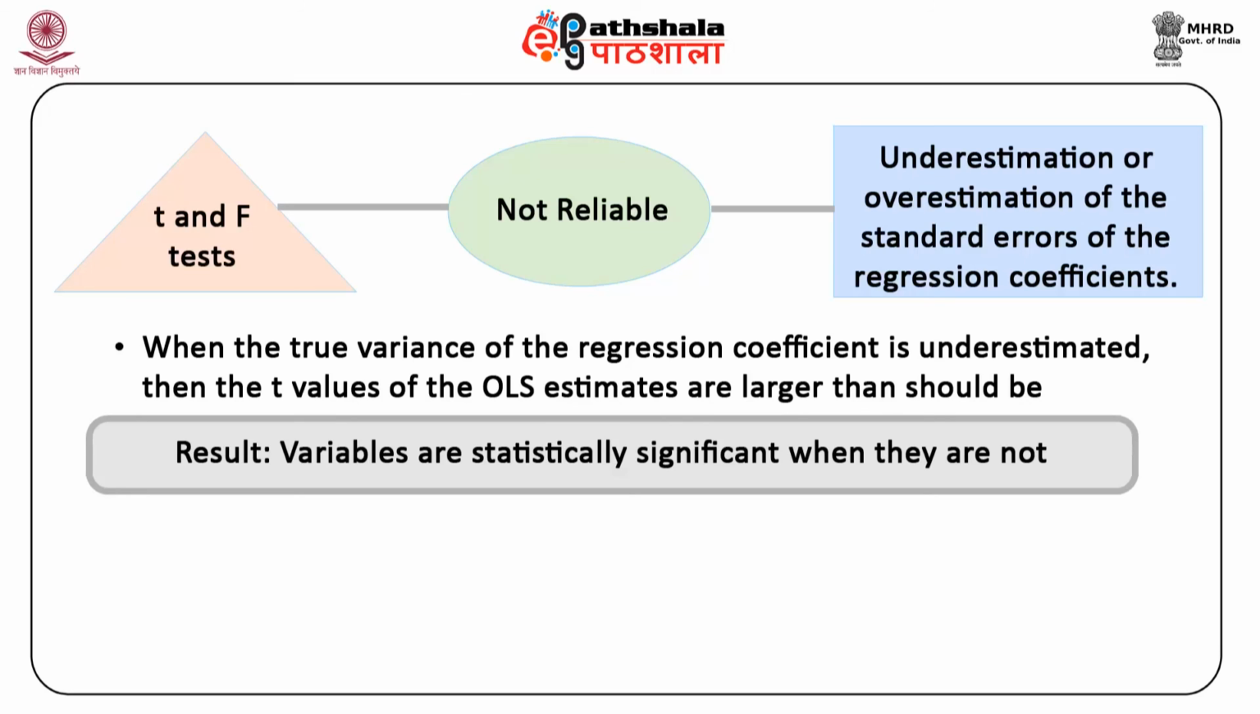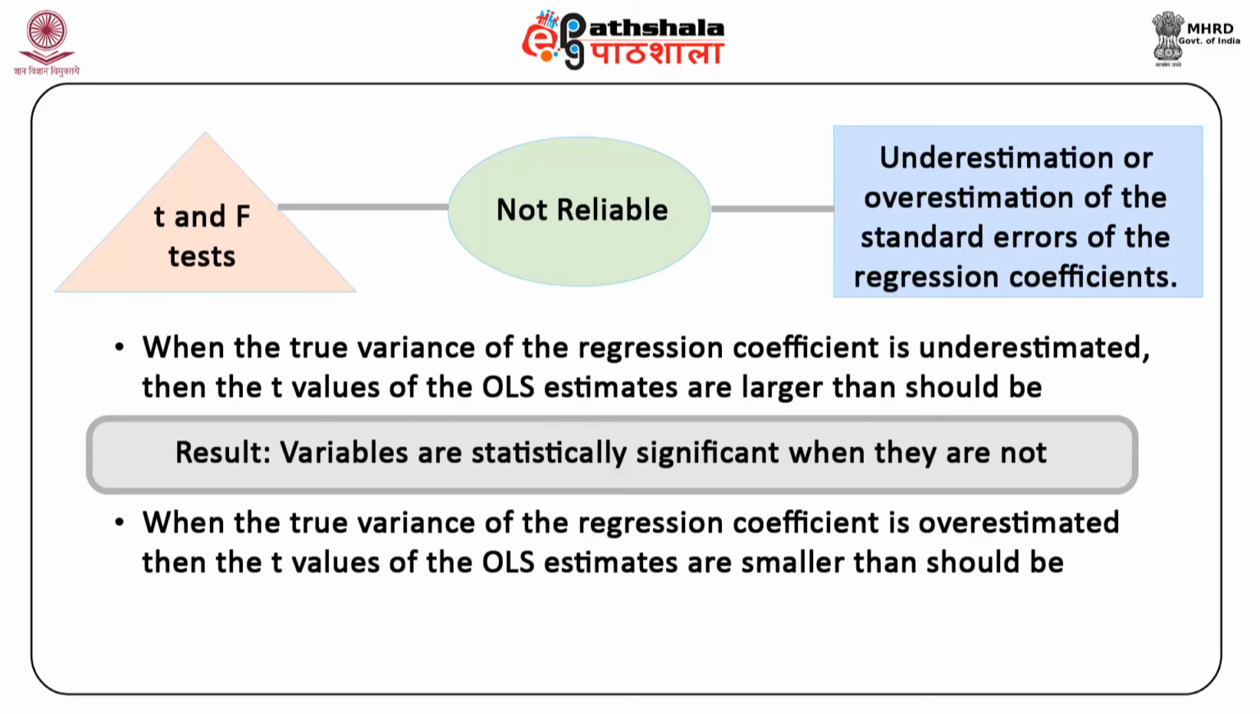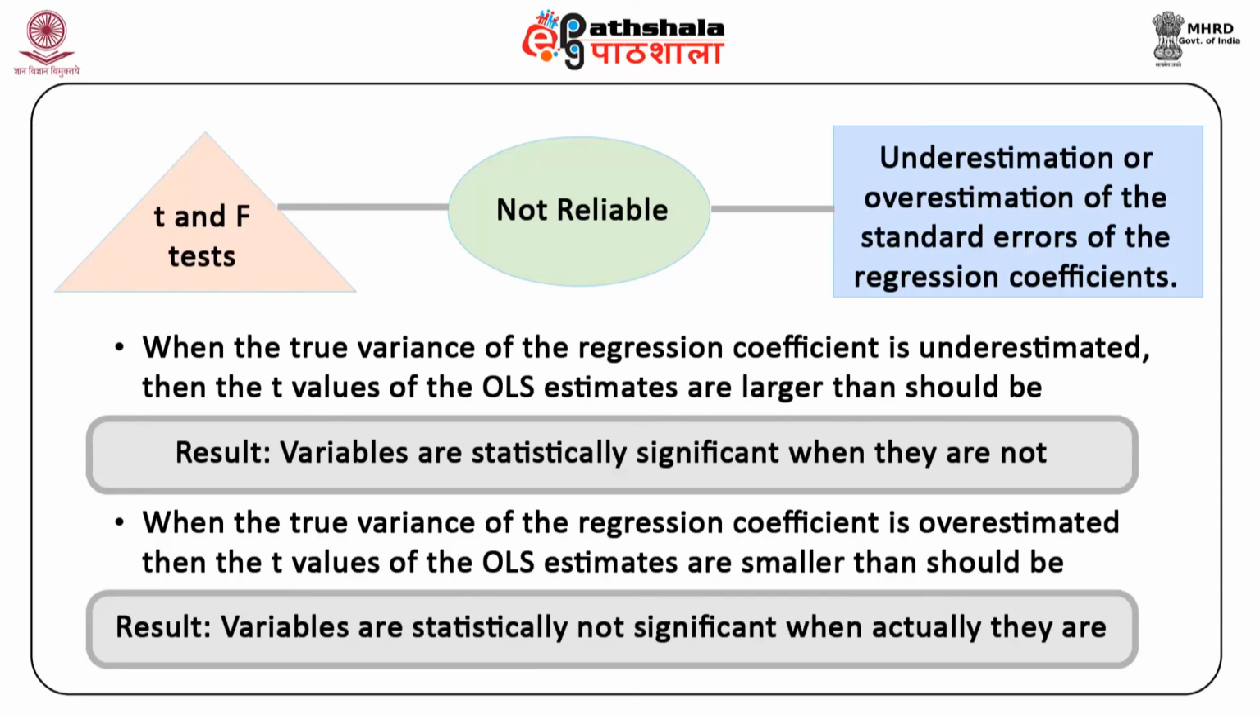On the other hand, when the true variance of the regression coefficient is overestimated, then the t values of the OLS estimates are smaller than they should be. As a result, one might conclude that the variables are statistically not significant when actually they are. And this is our type 2 error.